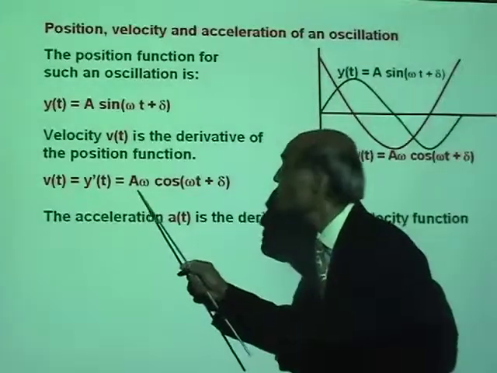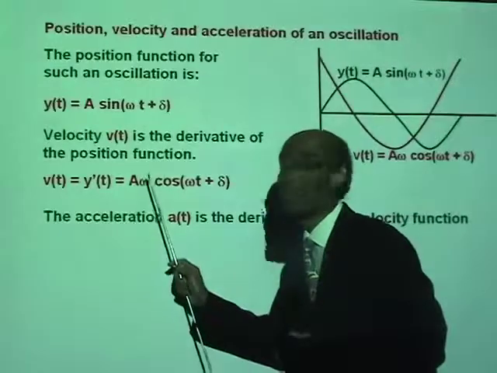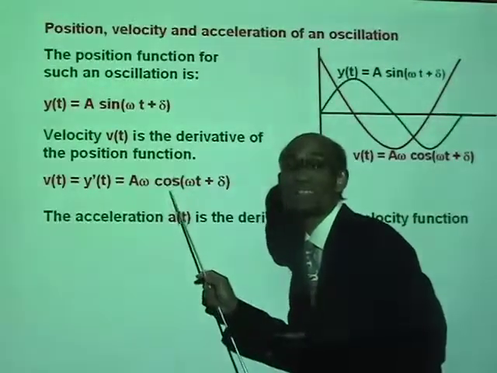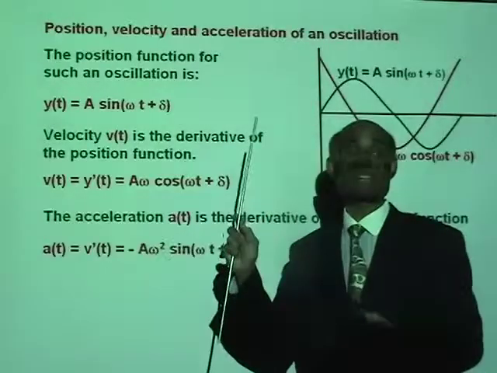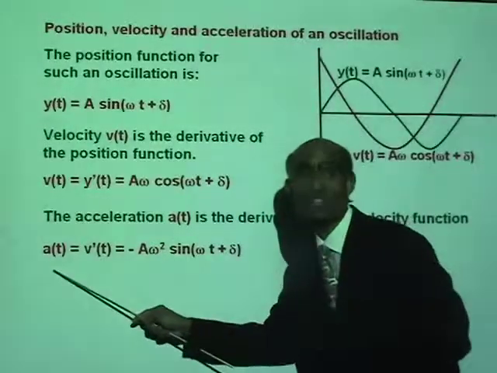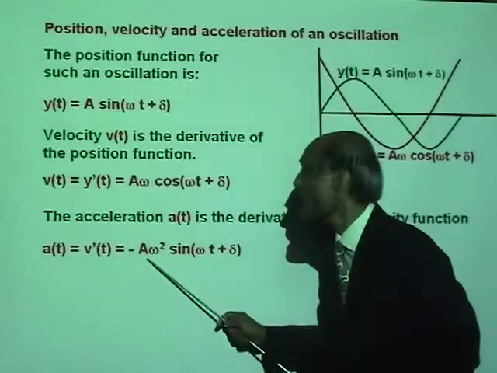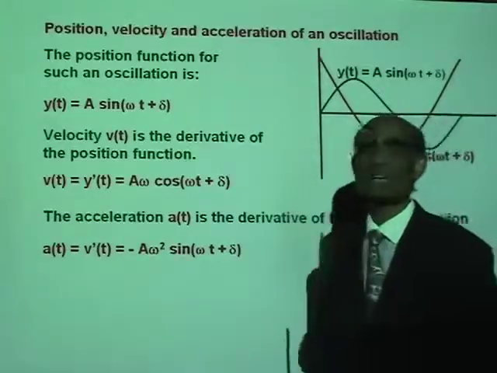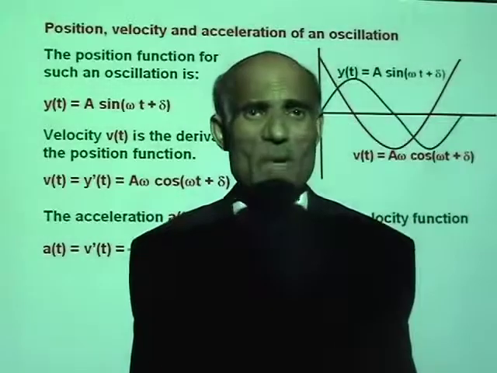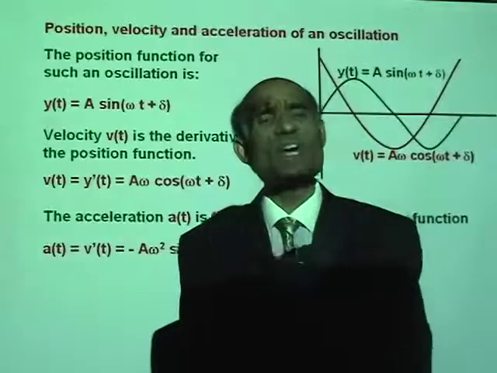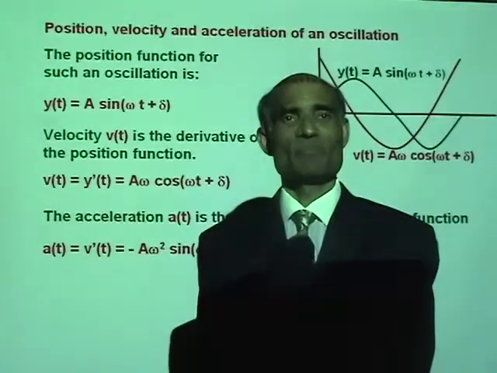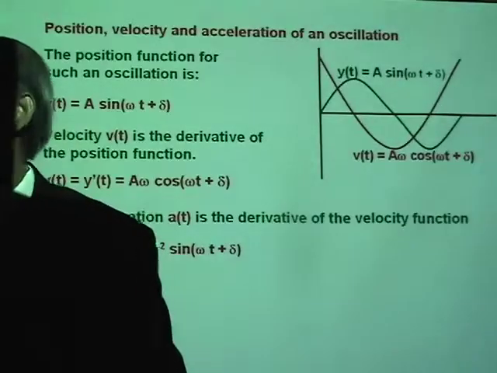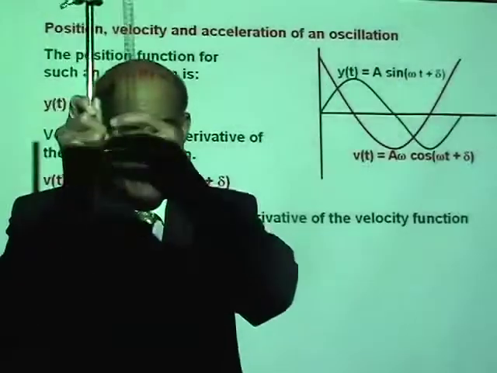So what is the derivative of this quantity? It will be negative a omega squared sine omega t plus delta. So acceleration is negative a omega squared sine omega t plus delta. Now, can you tell me, where is the acceleration maximum? As the oscillation continues, where is the acceleration maximum?